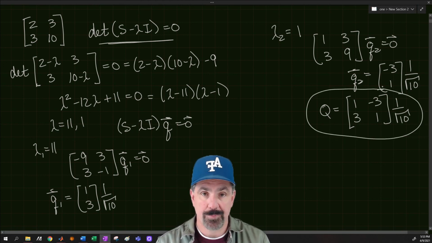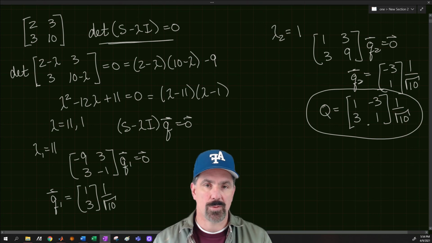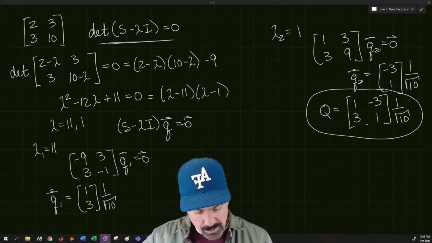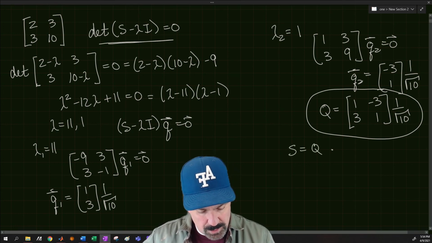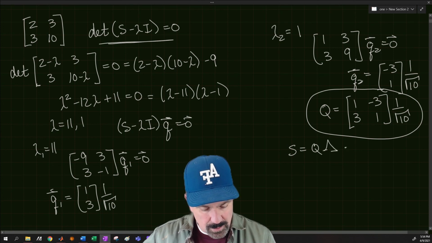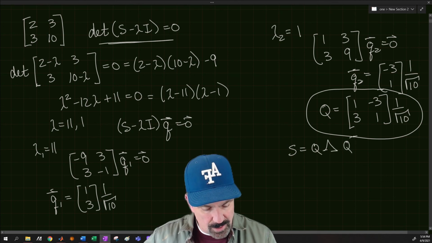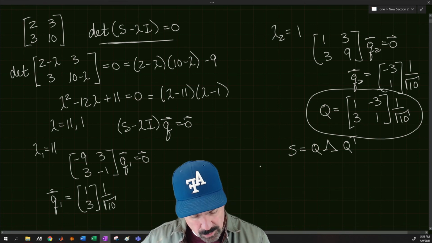So that's my matrix, which is an orthogonal matrix. And I've made it into a set of unit vectors as well, so that the vectors are not only orthogonal, but they're unit vectors. So then the result is the same thing as what we had before. S is going to be equal to Q, and the lambda matrix is going to be 11, 0, 0, 1, and then Q transpose. Right, and so just for completeness' sake, let me write this whole thing out.